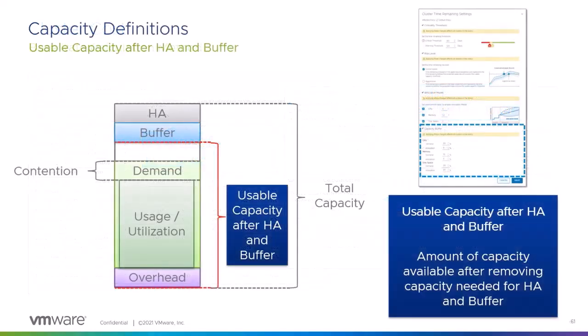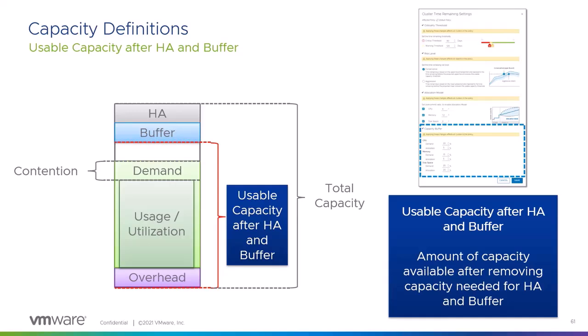And I talked about usable capacity after HA and buffer, so let me tell you a little bit of how that works. When you look at the capacity of a cluster, you have things like your resources needed for HA. Those are automatically taken out. And then buffer. These are settings you can set on policy, and they go above and beyond what you set for HA. When you subtract those, you end up with what's called usable capacity after HA and buffer. Everything else that's left is your usable capacity after HA and buffer.